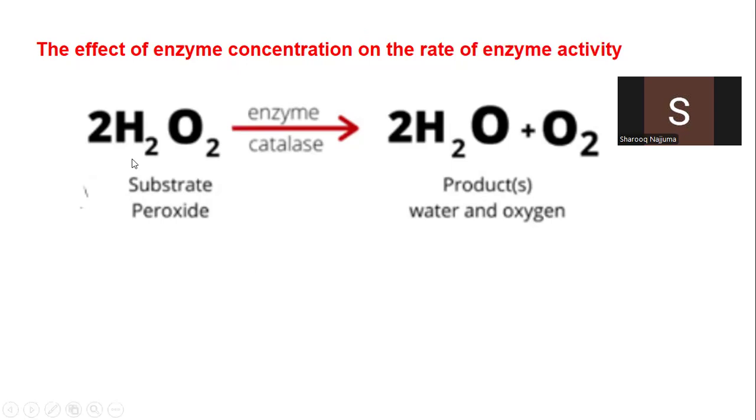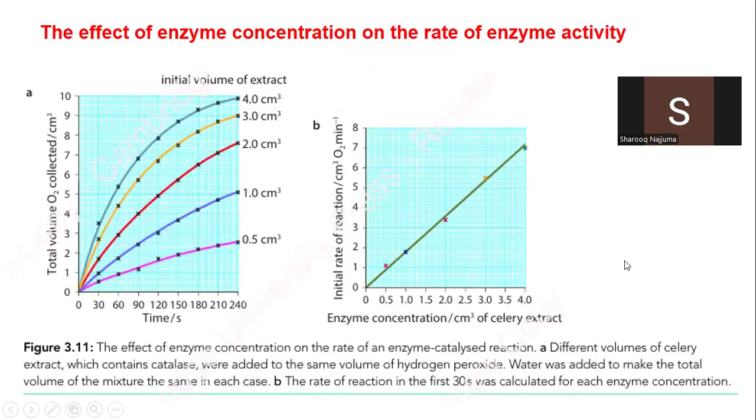So we are going to use this example in our explanation, and we are going to use these two graphs. Now, when you look at these two graphs, let's look at part A first. Enzyme catalase can be obtained from nature. For example, within our body we have the enzyme catalase, like in the liver, because that is where hydrogen peroxide is broken down. Potatoes have enzyme catalase.